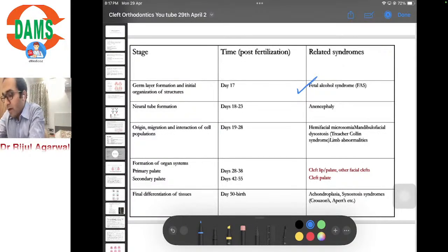At day 17 there is germ layer formation and initial organization of structures, so the related syndrome would be fetal alcohol syndrome. At 18 to 23 days there is neural tube formation, as we all know from the embryology classes, so it will lead to anencephaly. For today's class, the important time is the formation of the organ system, the primary and the secondary palate. Primary palate is from day 28 to 38 and secondary palate is day 42 to 55.